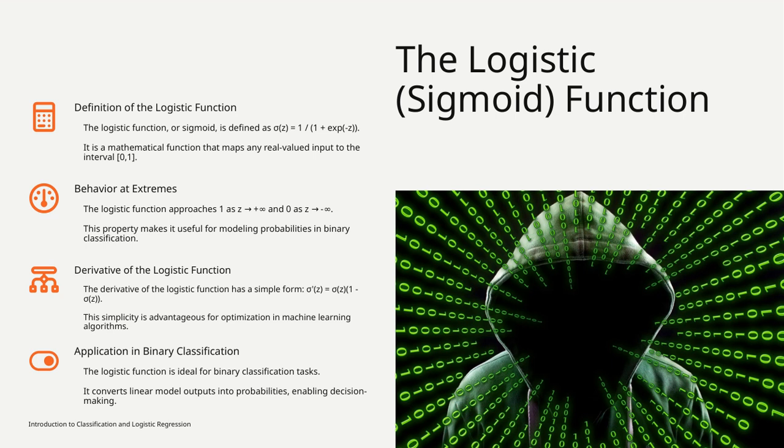Now, an important aspect of the logistic function is its derivative, which has a surprisingly simple form. Sigma prime of z equals sigma of z times 1 minus sigma of z. This simplicity makes the function very convenient for optimization in machine learning algorithms, as it simplifies calculations during training. Finally, because of these properties, the logistic function is perfectly suited for binary classification. It transforms linear model outputs into probabilities, enabling us to make clear, probabilistic decisions about which class an input belongs to. This makes it a fundamental component in many predictive modeling scenarios.